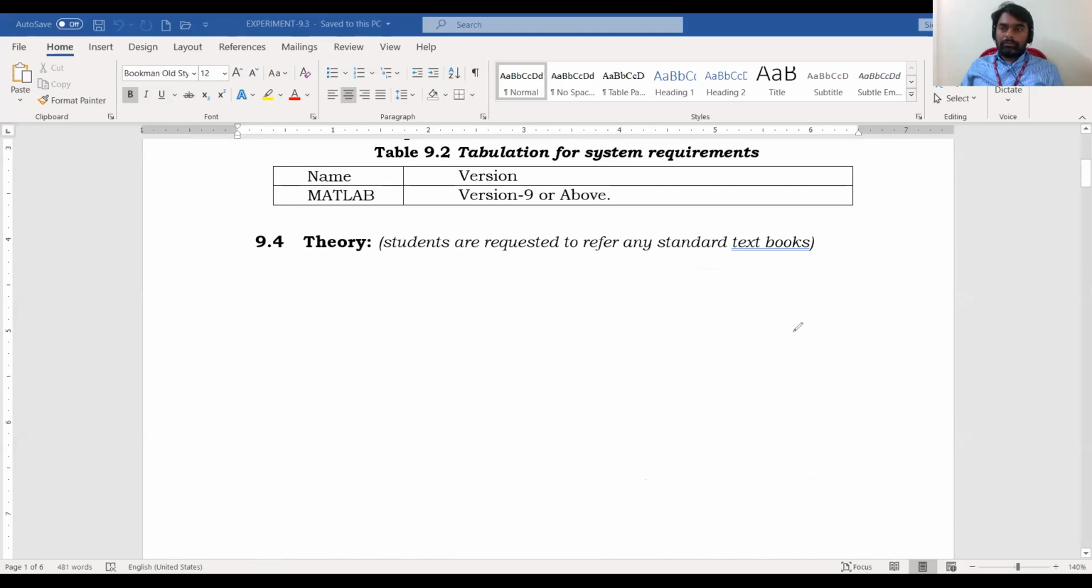If you want to learn more about this half controlled converter, please go to the textbooks by PS Bimbhra, MD Singh, as well as MH Rashid, Ned Mohan. There are plenty of books you can find. Please refer to some standard textbook.